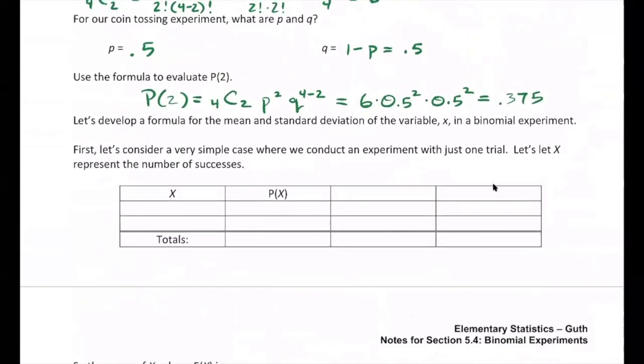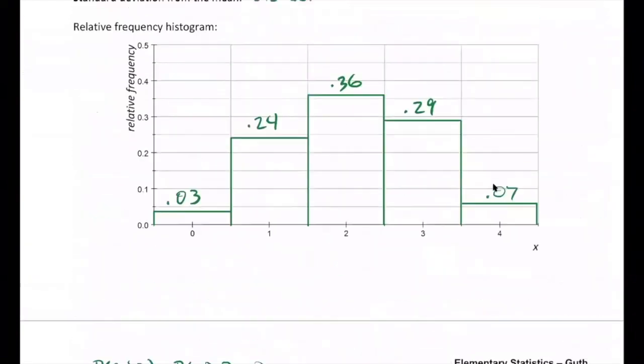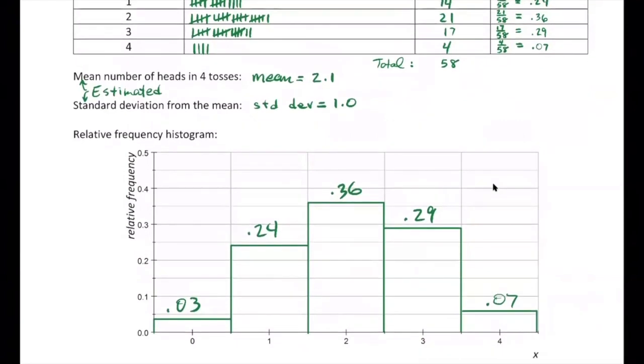We want to take a moment and develop a formula for the mean and the standard deviation for X, which is the number of heads. And you can kind of guess what the mean is, just looking at the graph, that the average number of heads is 2. And in our trials, we got 2.1. So effectively it's 2. Standard deviation came out to be about 1. We would like a way to theoretically predict the mean and the standard deviation.